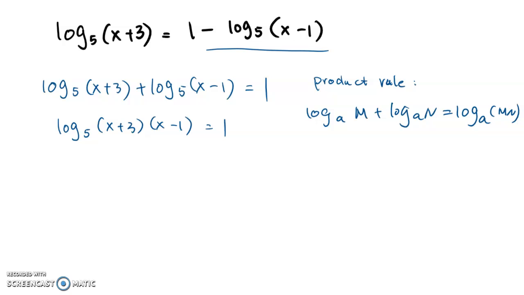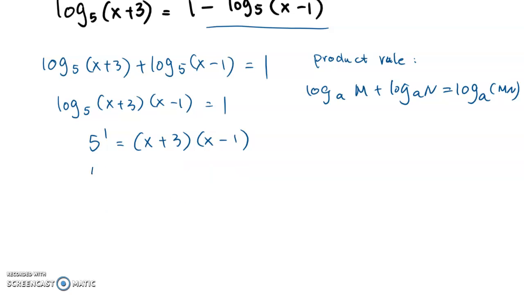Okay, so now I'm going to write this equation into its exponential form. So base 5 exponent 1 equals the argument. Okay, this equation now is a quadratic equation. The left side is 5. If you expand the right side, you should have x squared plus 2x minus 3.